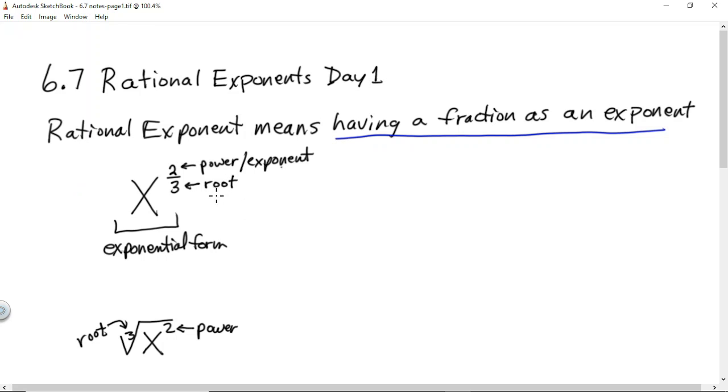So we know what it means to have a whole number as an exponent, right? For example, x to the second power, a whole number. That means x times x. And it's multiplied this many times, right? The exponent tells you how many times to multiply it. But a fraction, what does that even mean? Well, here's what it means.